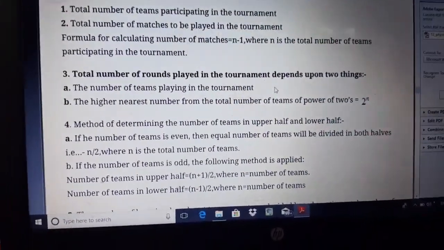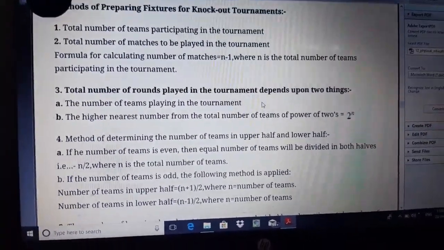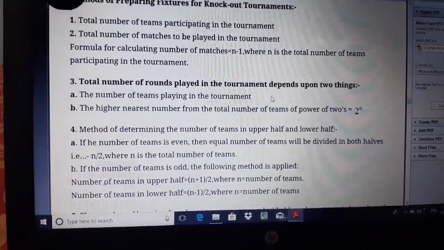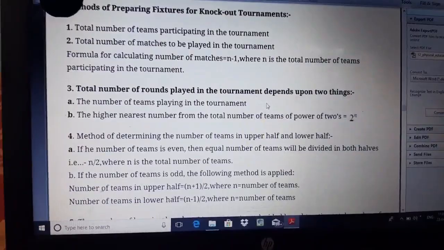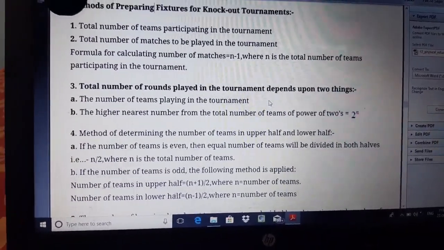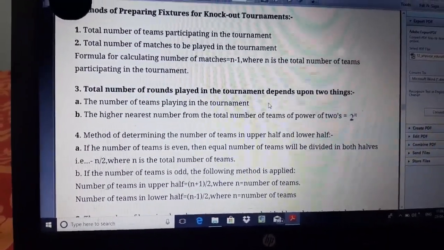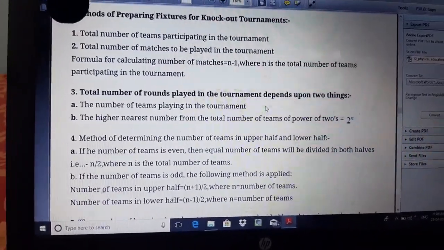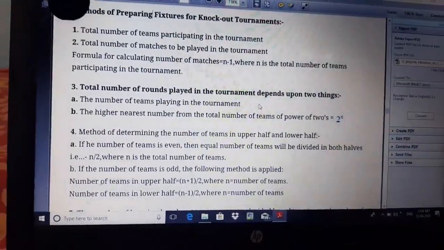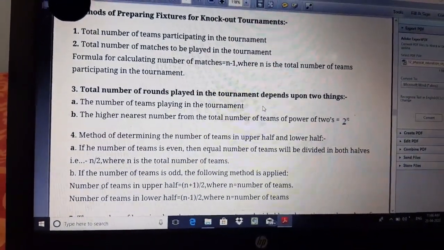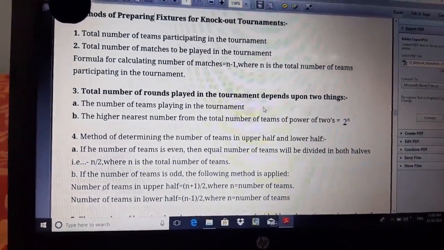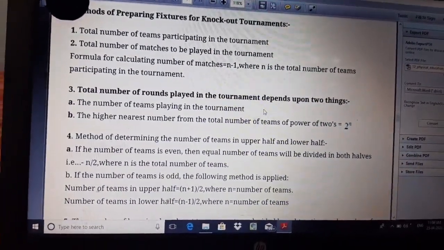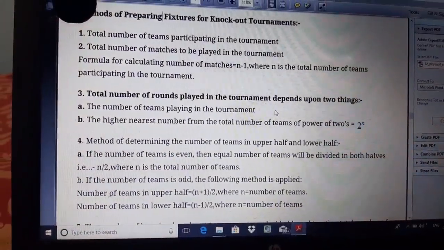I hope, students, you are 12th class students, you know it. So 2 into 2 into 2 into 2, and it goes on. 2 into 2 is 4, then 4 2s are 8, 8 2s are 16, that is why I'm saying 16 over here. So that is how you calculate the power of 2 number. So the highest nearest number from the total number of teams of power of 2, that you have to mention. Then next is the method of determining the number of teams in upper half and lower half.